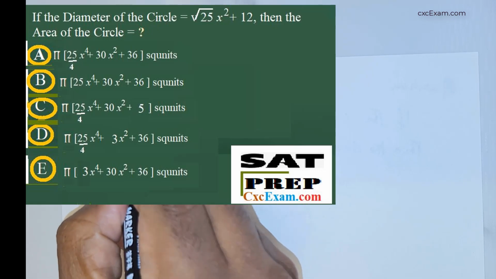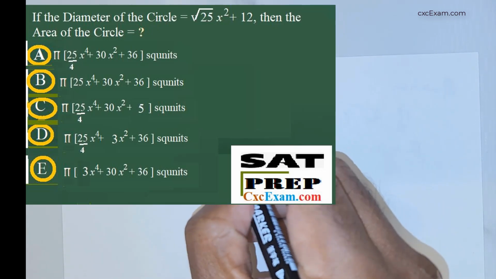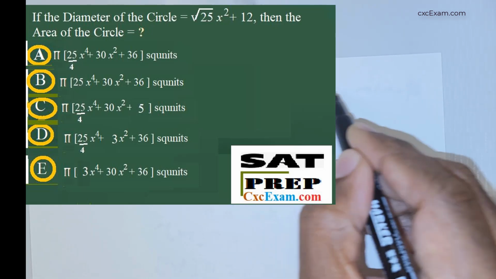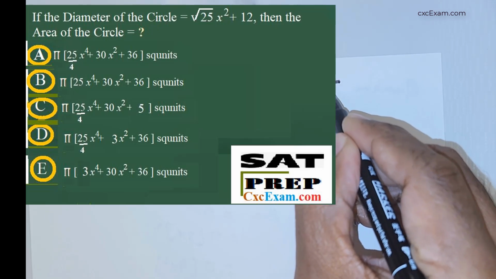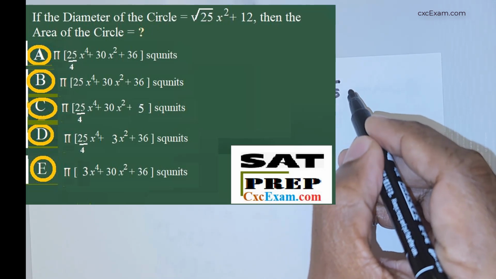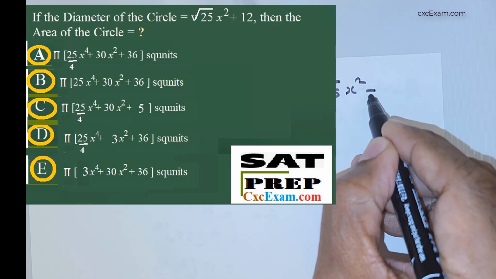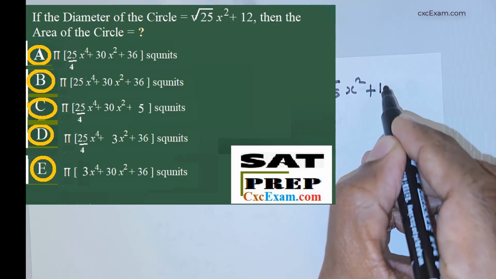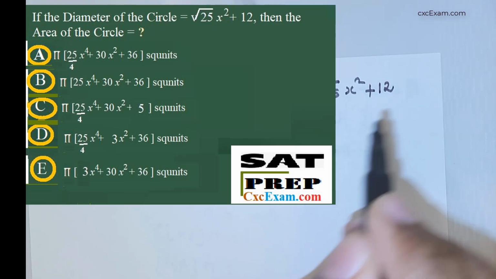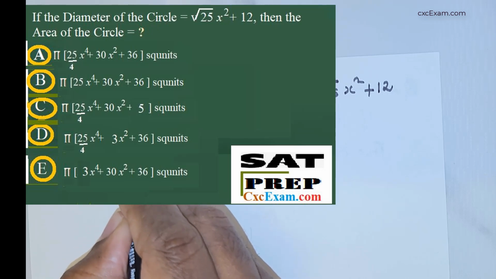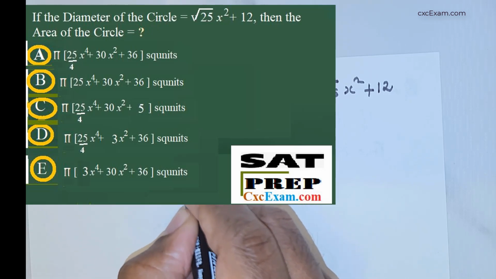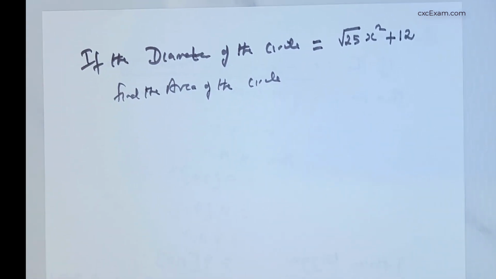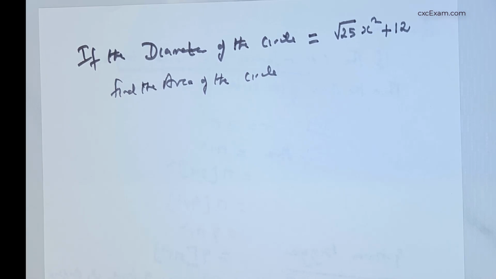Question: if the diameter of the circle equals root of 25 times x squared plus 12, find the area of the circle. So please pause the video and work the question out and tell me the right choice.